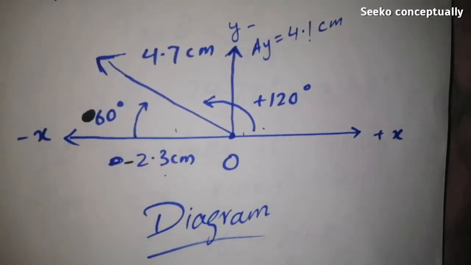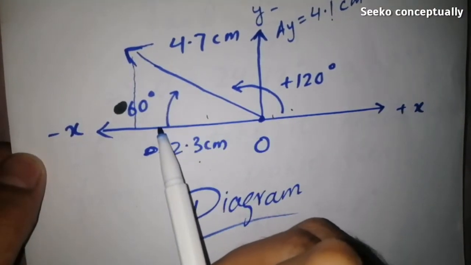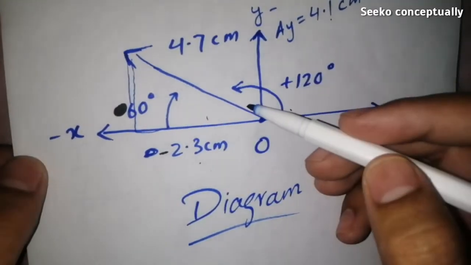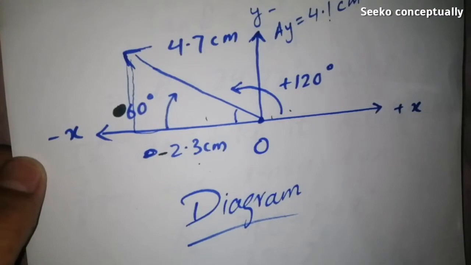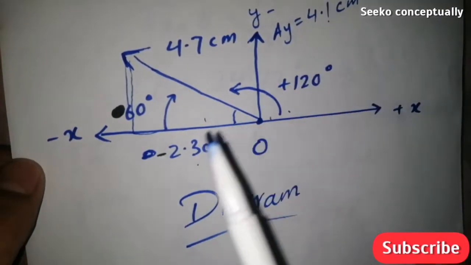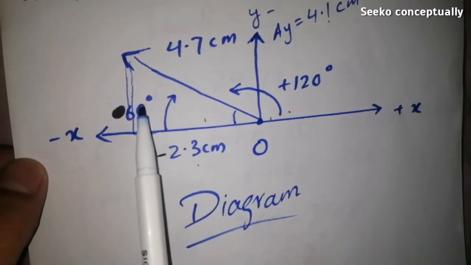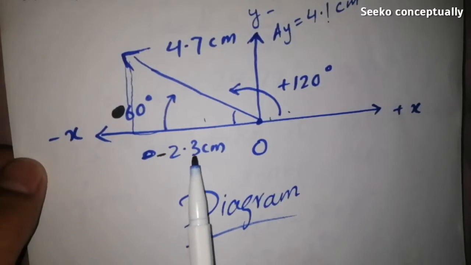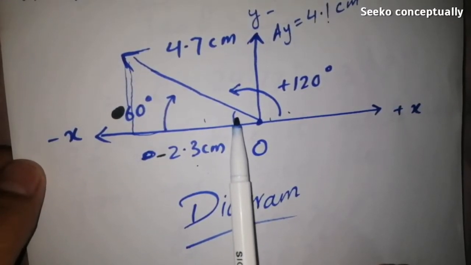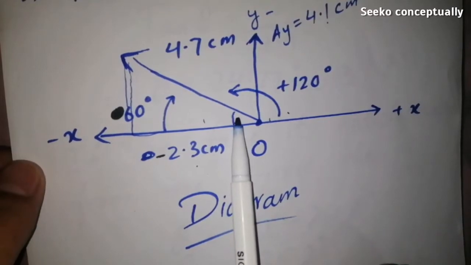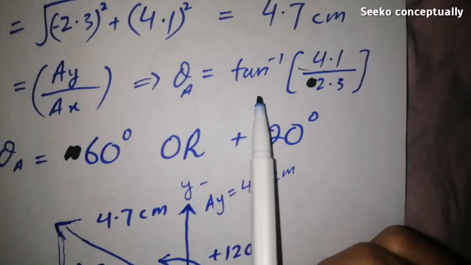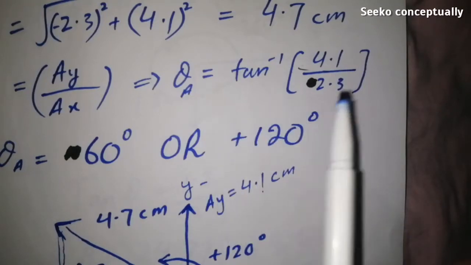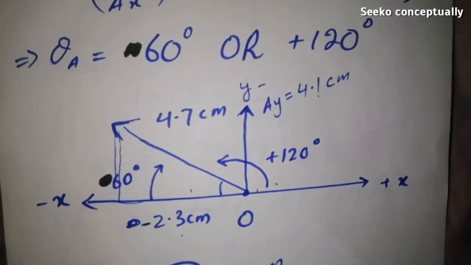Here look at this triangle. The base is this, the perpendicular is this. The angle we are going to find will be this angle, because the angle we find is always opposite to the perpendicular, and we are taking this side as perpendicular and this side as a base. So the angle must be this one. This is the point you need to understand very well. So the theta is given by tangent inverse 4.1 divided by 2.3. Calculating this, we get theta is equal to 60 degrees.